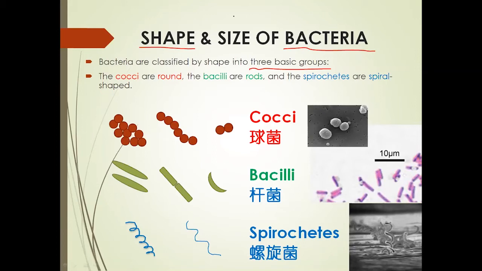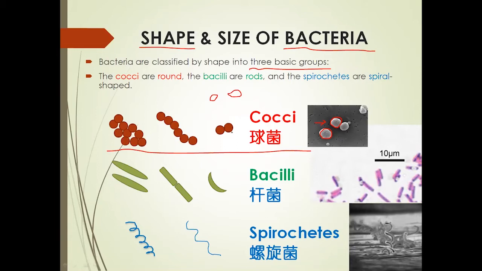So we group them into three big categories. The first one, we say the shape is basically round. Sometimes they may not be that round, like that's not the picture, that's basically the true label. You can see it's not that round, but still close. We still call it a round shape kind of bacteria. So that's the first group.